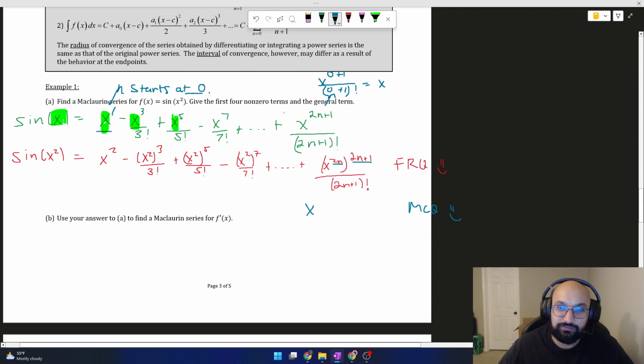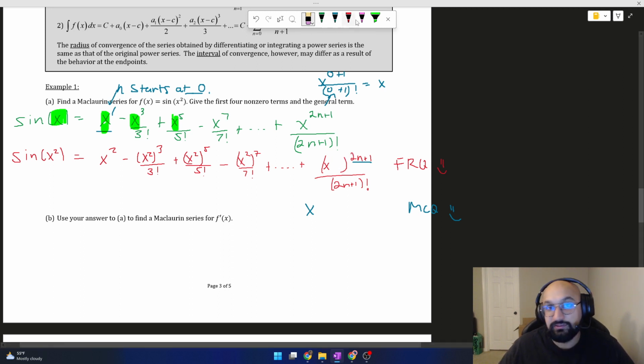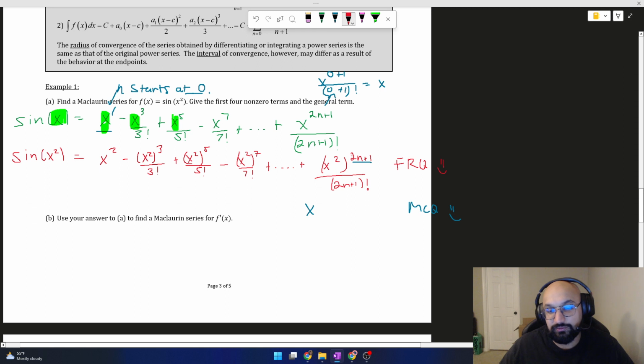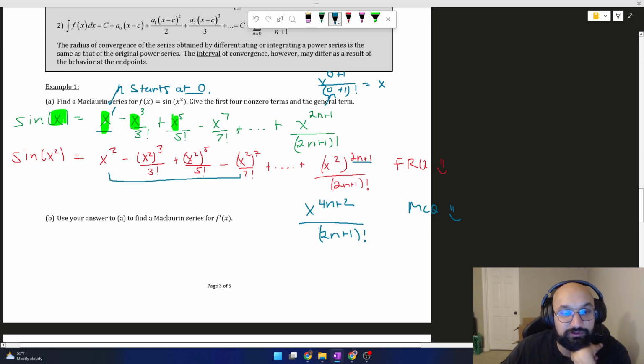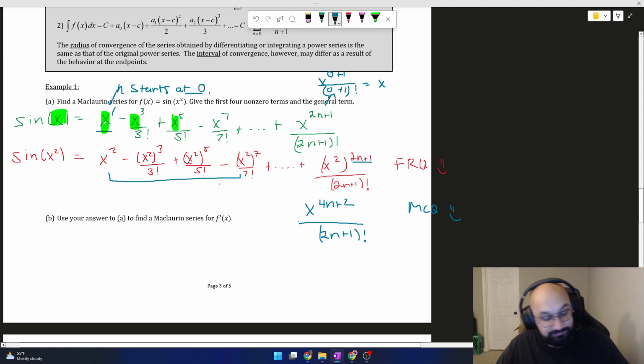So we have, I accidentally put an n here. So that should just be x squared to the 2n plus 1, which makes sense because we were plugging in x squared the whole time. Now distributing that 2 out, we would then get x to the 4n plus 2 over 2n plus 1 factorial. And that would be your MCQ smiley face. So we've given the first four non-zero terms, the general term, and we are good to go.